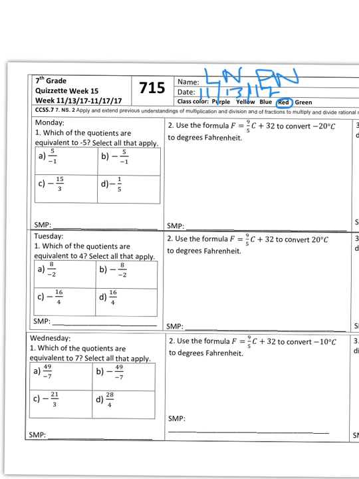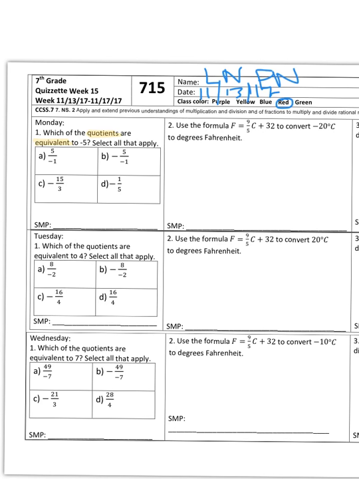Number 1 says, which of the quotients are equivalent to -5? Select all that apply. Something I want you guys to be in the habit of always is to annotate your questions, highlight key terms. The two key terms in this question are quotients, which just means division. Fractions are also division expressions. And the other key word is equivalent. You know that the other word for equivalent is equal. So the question is asking which quotients, which fractions are equivalent to -5.